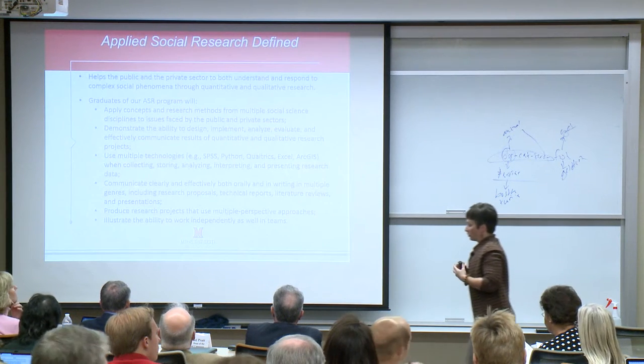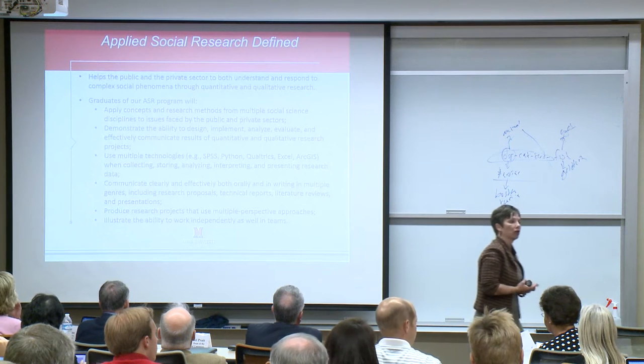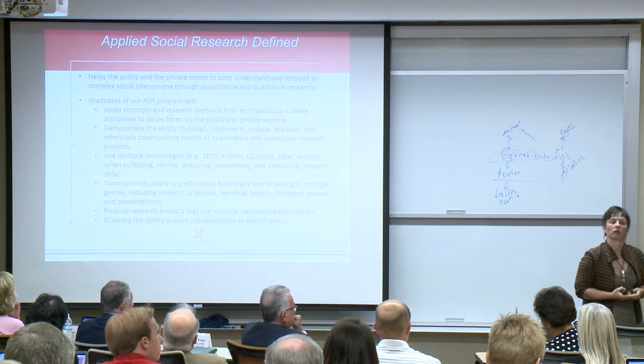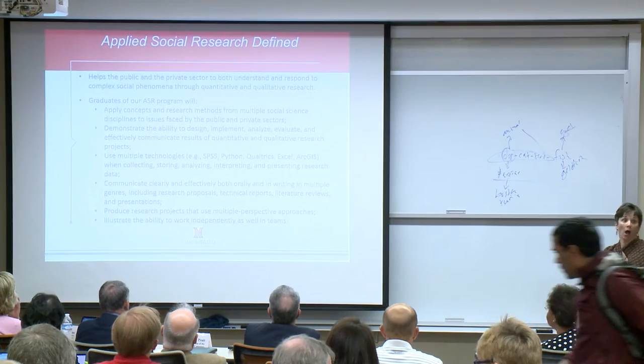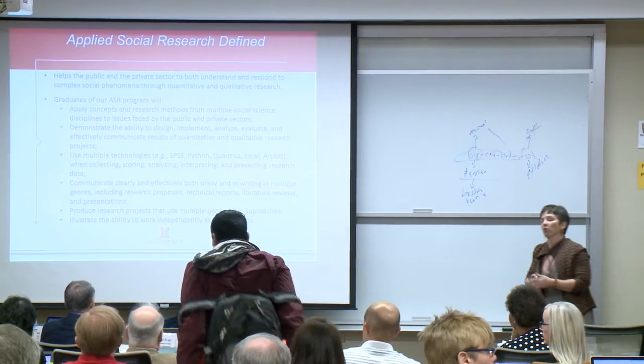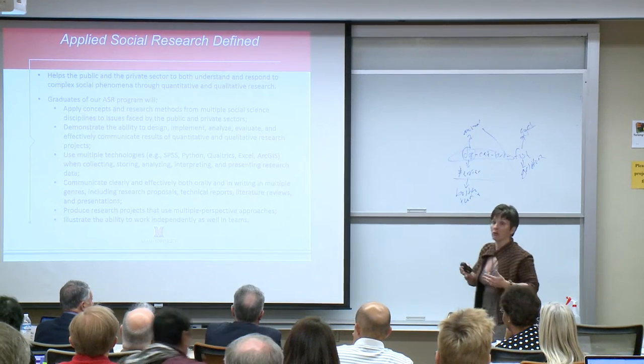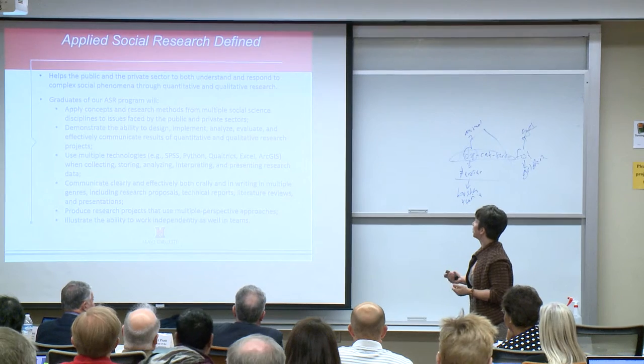So what does an applied social researcher do? Essentially, applied social researchers use quantitative and qualitative data to look at complex social phenomena in both the public and the private sector. So they can work in healthcare, they can work in industry, they can work in business, they can work in government, and they can work in education.